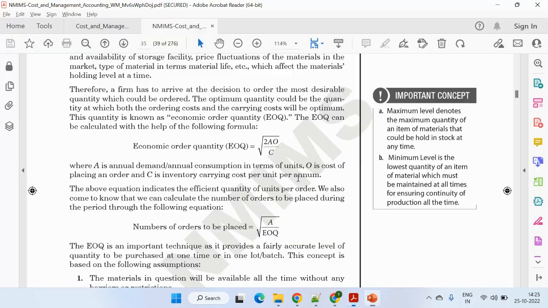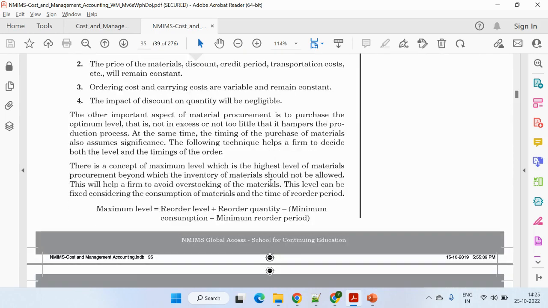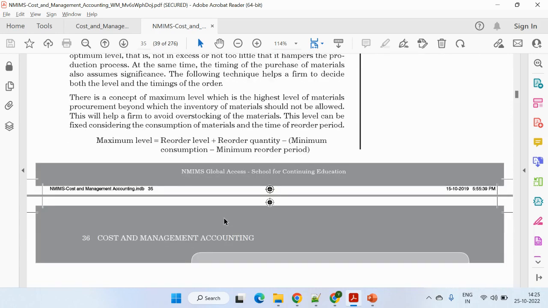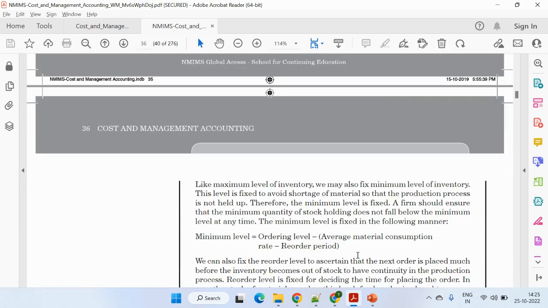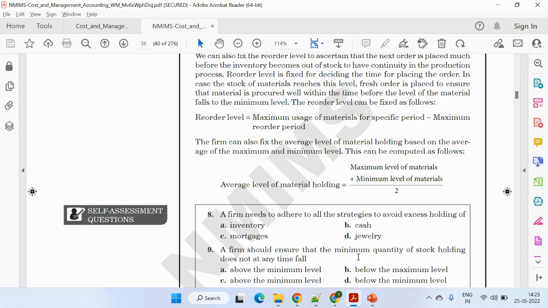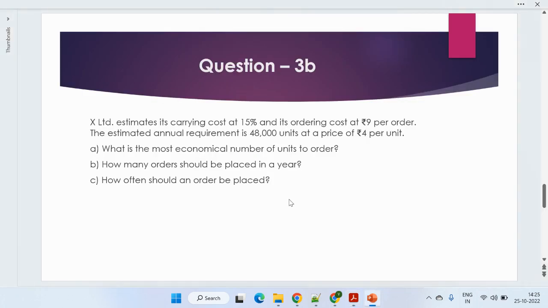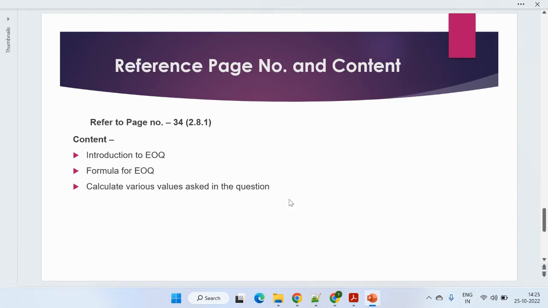And lastly, how often the order should be placed. If you go downwards, you have the minimum level, the maximum level, the minimum reorder limit, and the reorder period. You need to calculate the minimum, you need to calculate the maximum, you will get the average, and based on that you will get the reorder level. From the reorder level you can calculate the reorder period. You just need to put the values in the different formulas, and you will get the values of all the three pointers asked in the question. So this is the way you can write all the three answers.